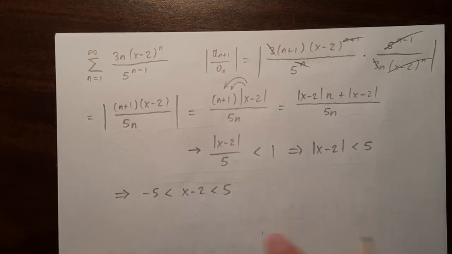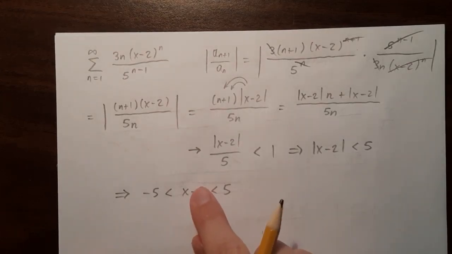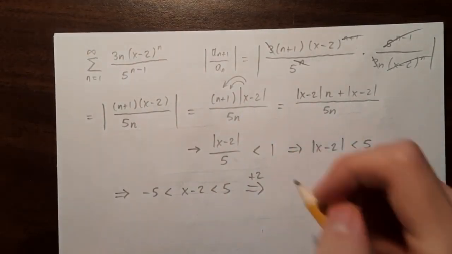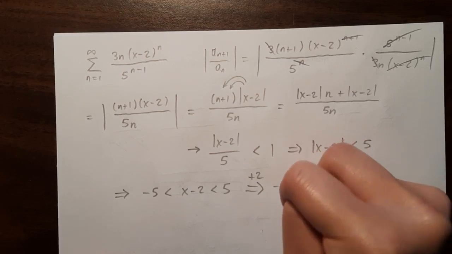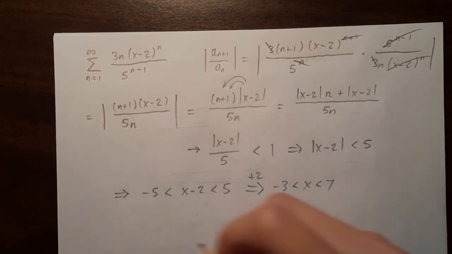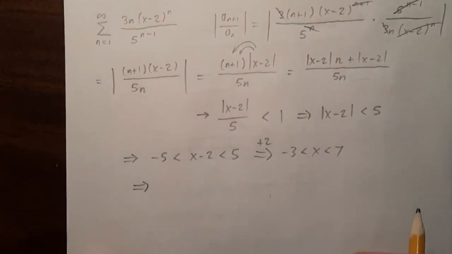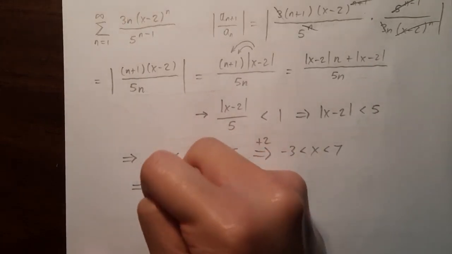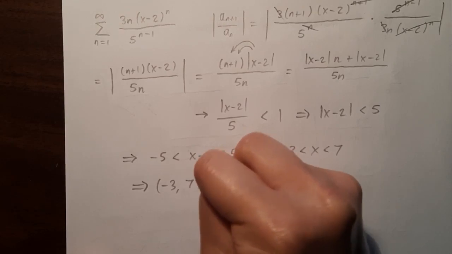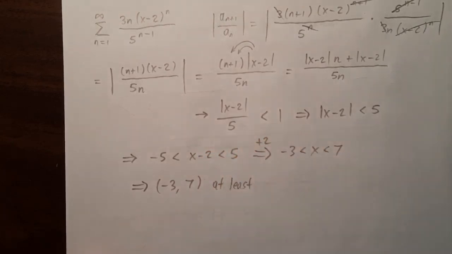All right, so we're not quite done yet. We have x minus 2, but to isolate x, it's pretty clear what we need to do. We need to add 2 to all sides. And we're going to get minus 3 less than x, less than 7. x is in between minus 3 and 7. So that tells me that my interval of convergence is at least the open interval from minus 3 to 7. Again, at least. We still need to check the endpoints.